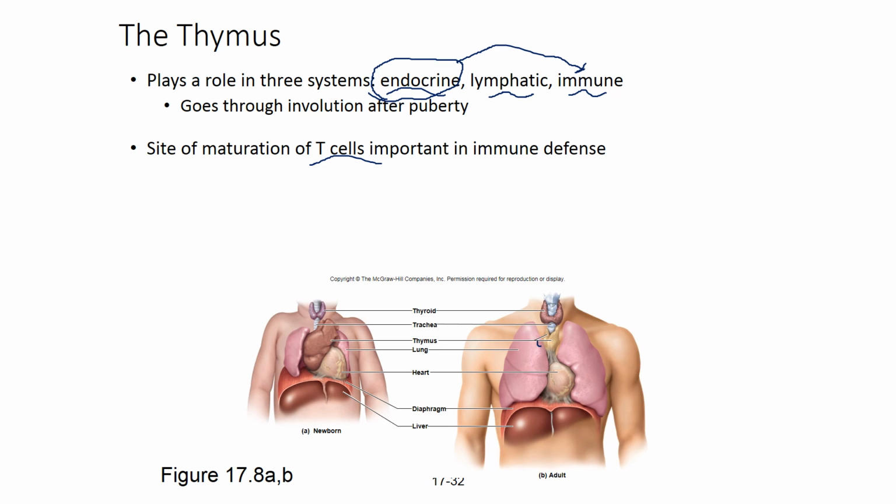So this is your thymus right here in an adult. In a newborn, look how big the thymus is. This is the thymus here. It also undergoes involution after puberty. Again, the thymus develops T cells for your immune system, and it secretes hormones for the communication between those T cells and cells of your immune system.